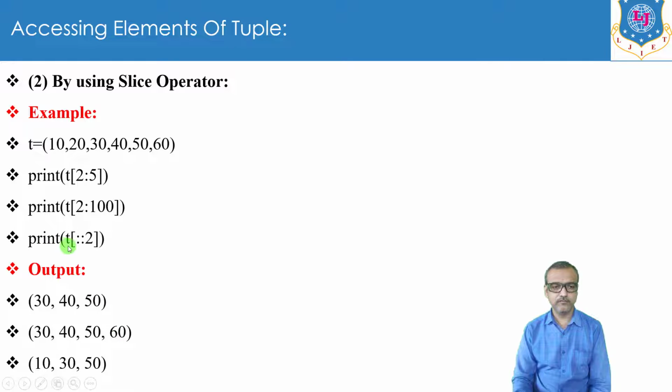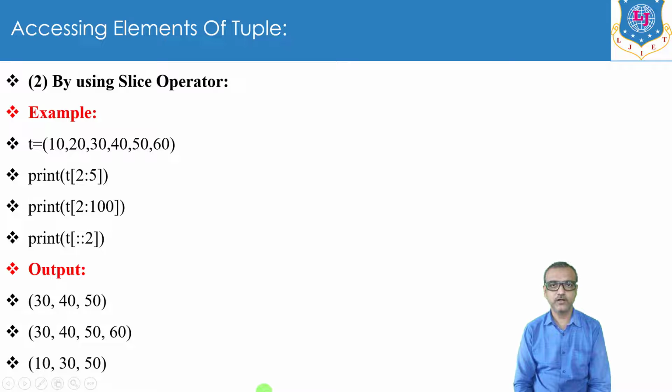Now finally print of t of colon colon 2. Now you can see over here begin and end index are not defined, so it will print all the elements from begin index by taking the step size of 2. So it will start from 10, and take step size of 2. So first element is 10, next 30 and finally 50. So the output of this print statement is 10, 30, 50.